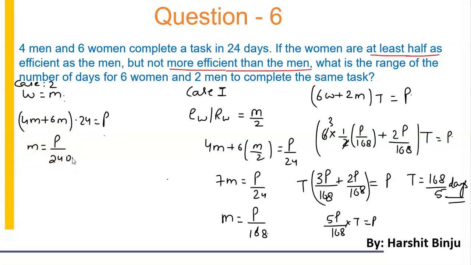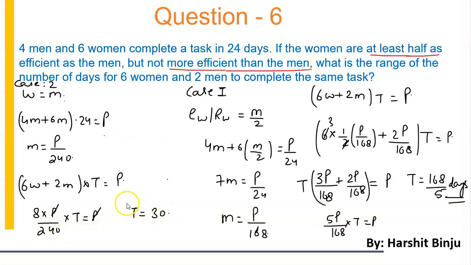So we have 6 men and 2 women, 6 women and 2 men, my bad. So 6 women and 2 men multiplied by time is equivalent to p. Now since the efficiency of men and women are exactly the same, W is equal to m. So that is 8 into p by 240 into t is p. p goes out, so t will be equal to 30. And this is the minimum amount of time.